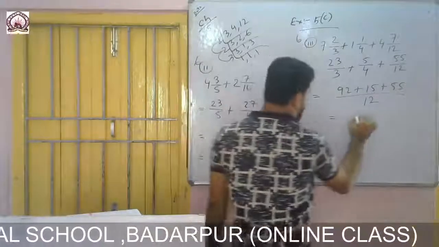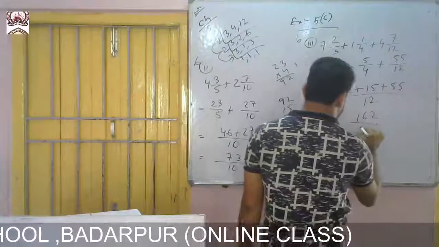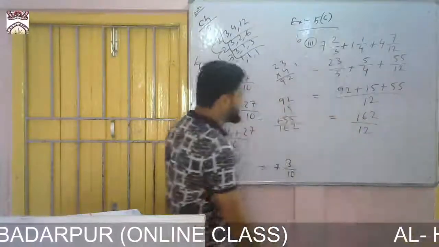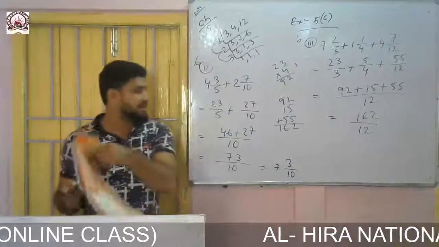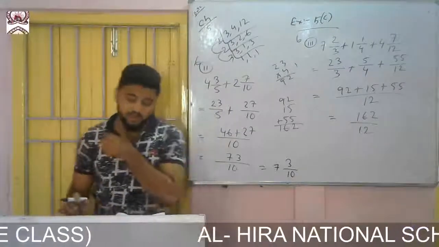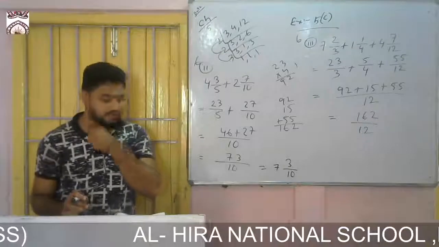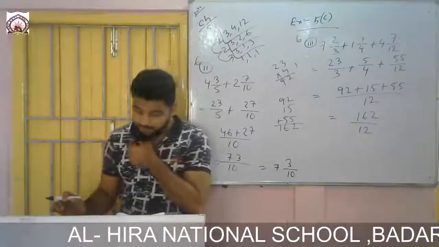It is coming 162 divided by 12. So it is an improper fraction. So let us take it to the lowest term, if it is possible.